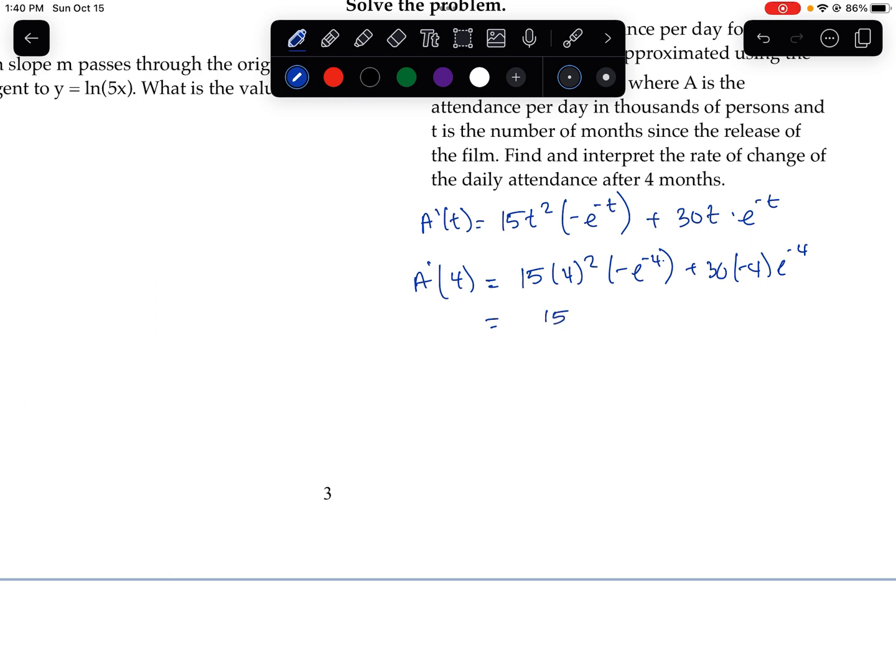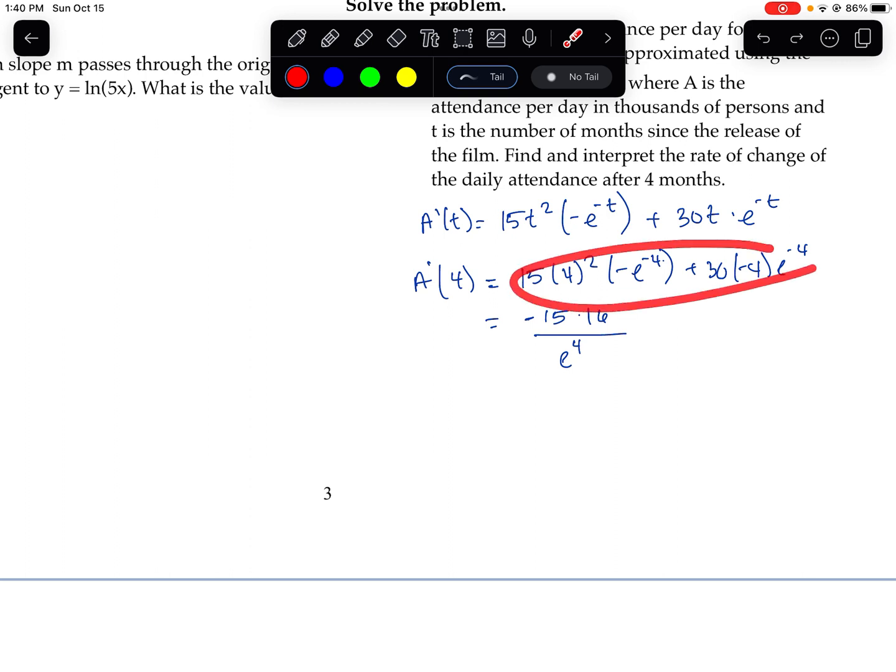But essentially you have 15 times 16, and you can make that negative. Then you would have e to the 4th power, because I make this negative, and then I can drop this to the numerator to make that positive. Or in your calculator you can just type it all like that, that's fine.